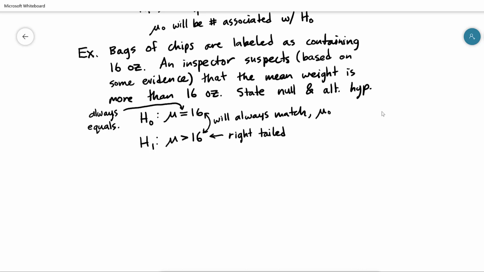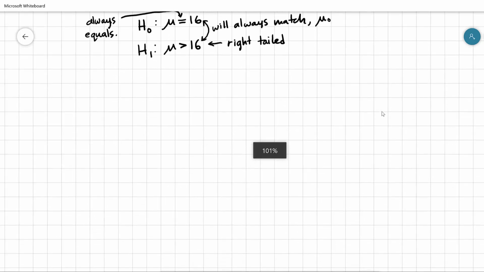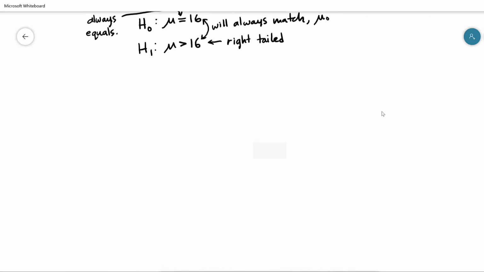So I'm going to have that be it for these examples. There's more that you can look at if you want to read the book, and we will do more as we continue to do a bunch of problems. But the idea is, once we have these two possible hypotheses, our goal is to decide which one we're going to go with.